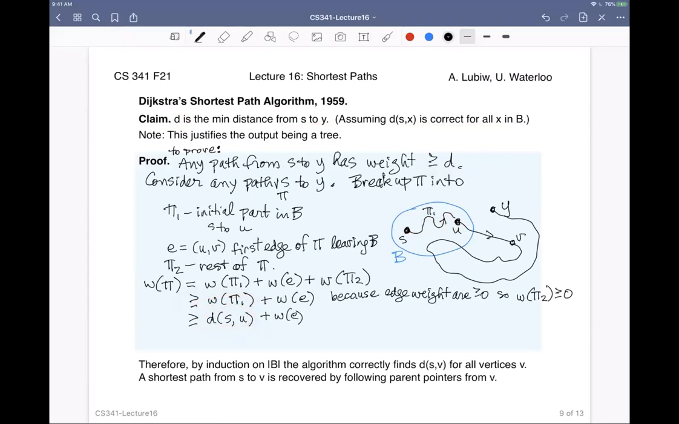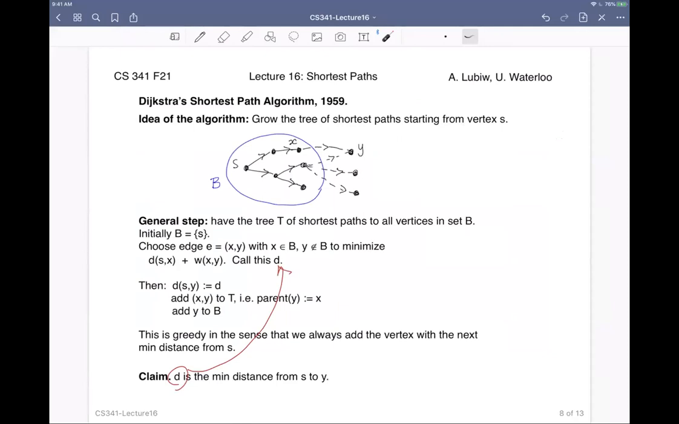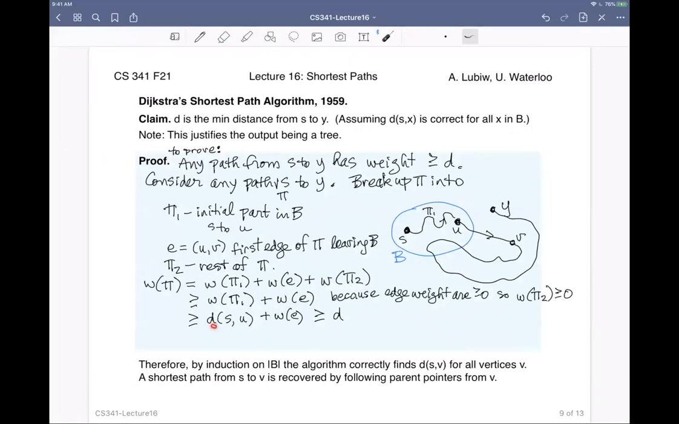Okay. And then I just want to say that, well, I chose my value D to be the minimum of anything of this form, the distance from S to some vertex in B plus the weight of a single edge leaving. Okay, now I get to the vertex V here, but let's look back for just a second, I chose this edge not for a specific Y, but I chose it over all possible values of the vertex Y to minimize this quantity. So here I have something that is of the form of what I was minimizing on the previous slide, and I chose D to be the absolute min here.